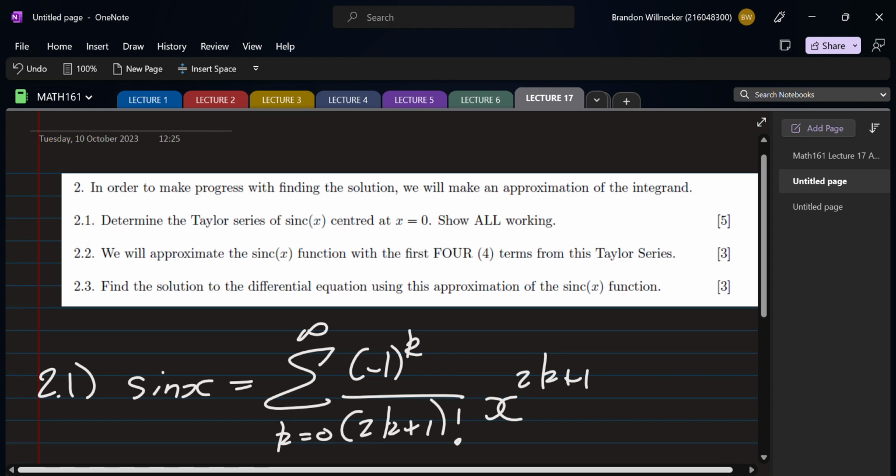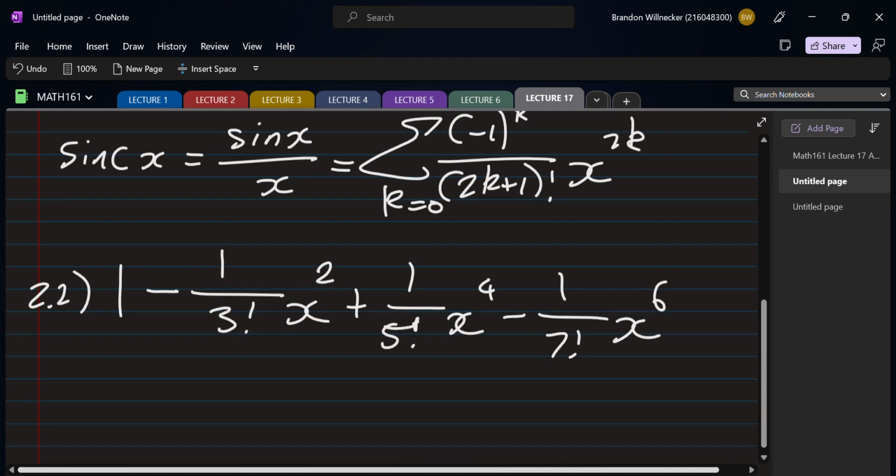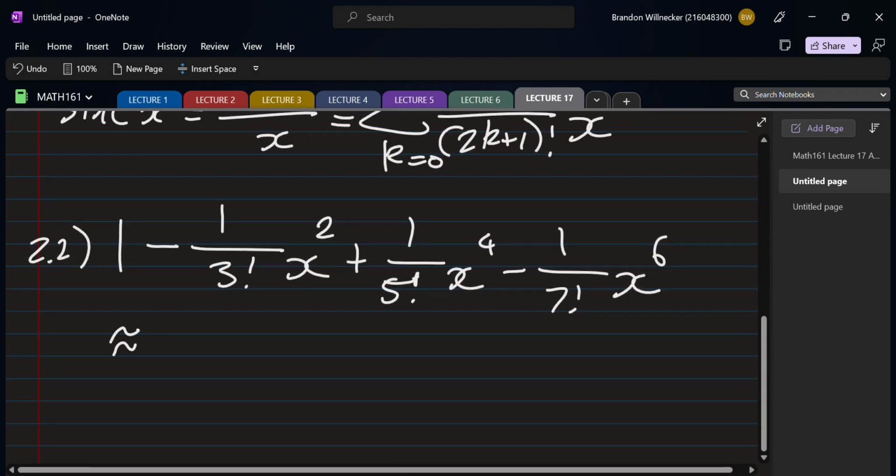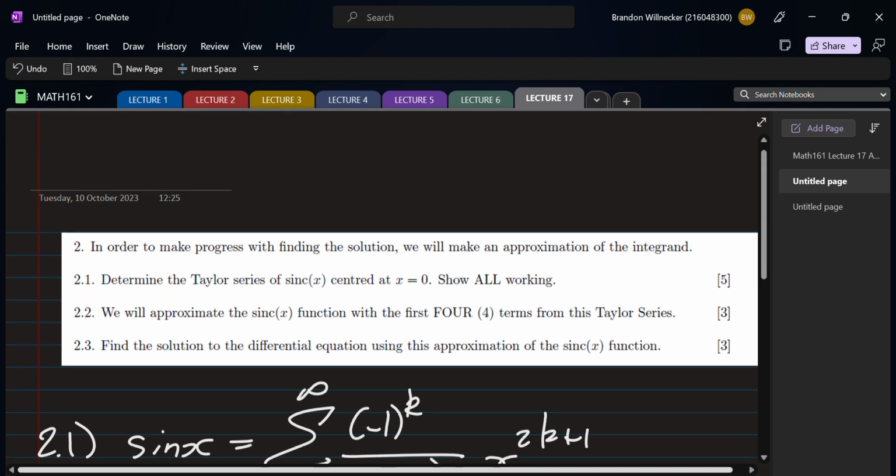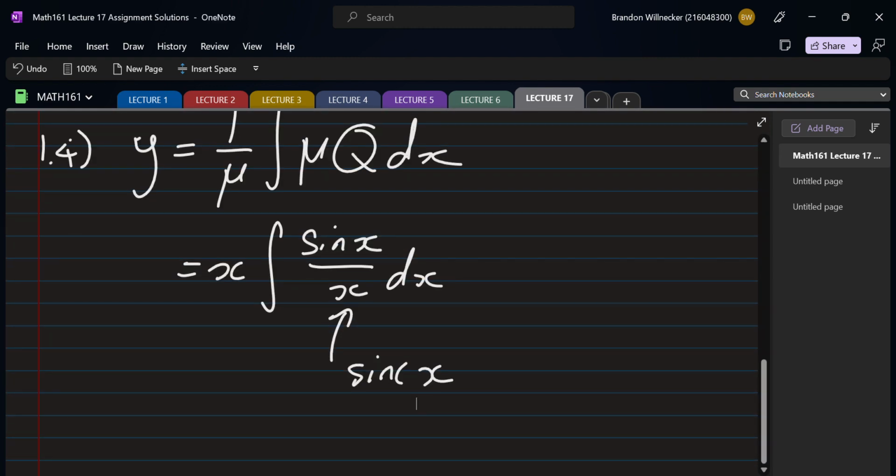2.3, find the solution using this approximation of the sinc function. Everything here is approximately the sinc function. If we have all the terms, then it's equal to the sinc function. If we only have some of the terms, then it's approximately the sinc function. We did that with the Taylor series. If you stop at a certain point, it's just an approximation. So all we do is take that polynomial and put it in that integral we had before, this one over here. Where I wrote sinc, we put in those 4 terms.